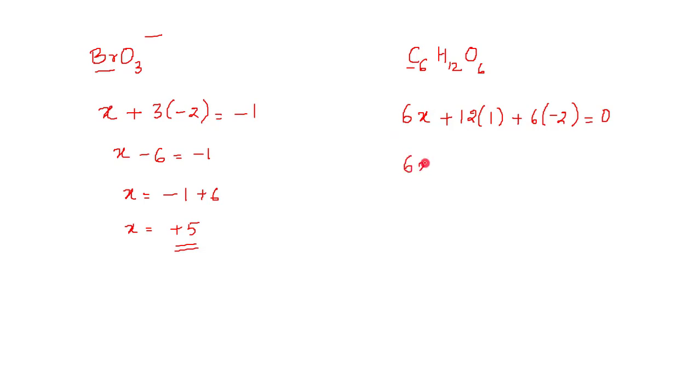So 6X plus 12 plus 6 into -2, which is -12, equal to 0. So plus 12 minus 12 cancel. So 6X equal to 0. X is equal to 0 by 6. That is also 0, right?